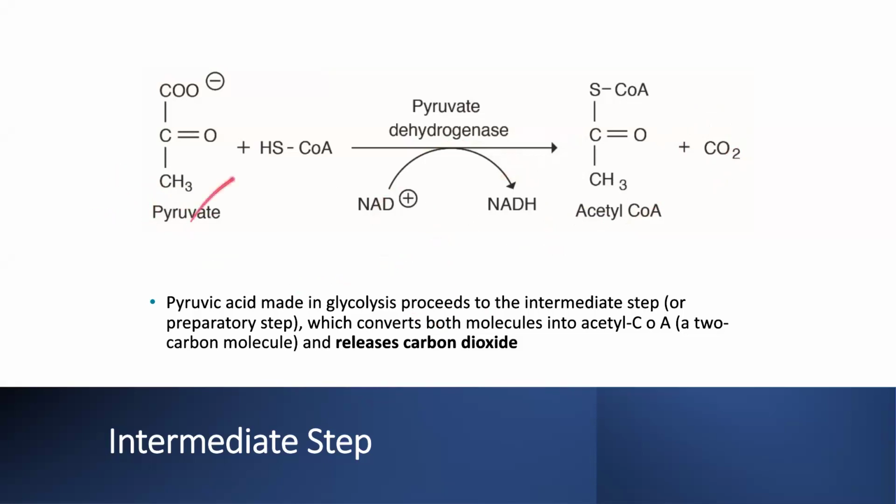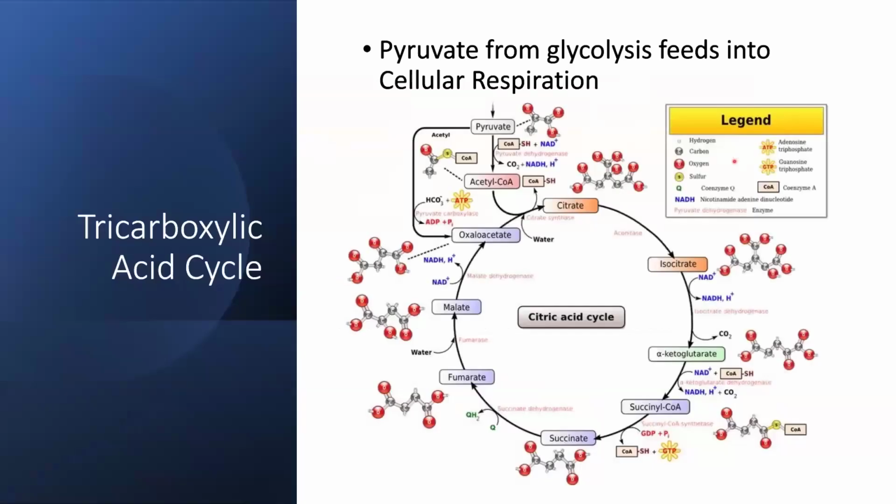By converting this pyruvate to acetyl-CoA, we can enter the Krebs cycle, and by producing this CO2, we've done the first respiration step. So the process of releasing the CO2 is part of respiration. Then we get into the TCA cycle or Krebs cycle. They are the same thing, they just have different names.